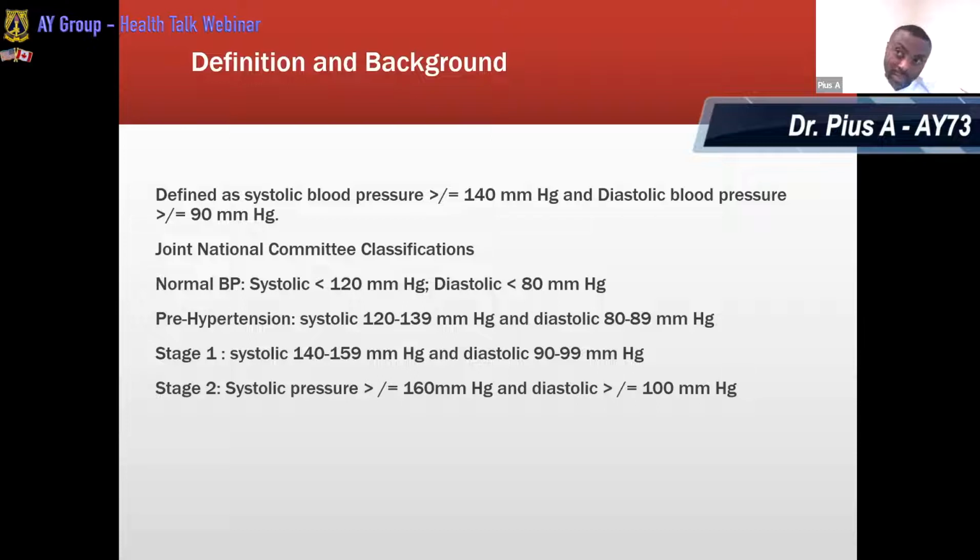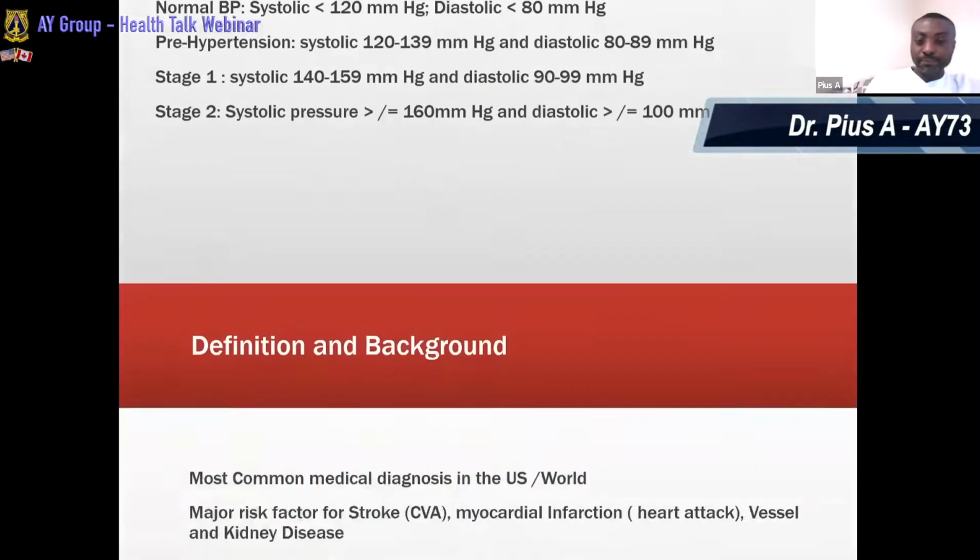Now it is staged. We have stage 1 hypertension and stage 2 hypertension, where one person's blood pressure can be more severe than another's. Stage 1 hypertension is any blood pressure that is 140 to 159 systolic, and then 90 to 99 diastolic. And stage 2 is usually when it's greater than or equal to 160 systolic, and more than 100 diastolic.